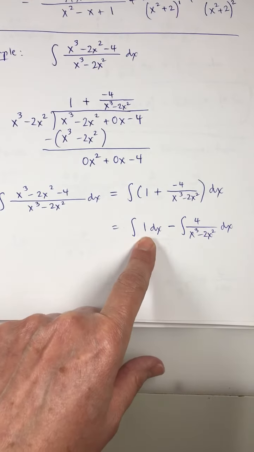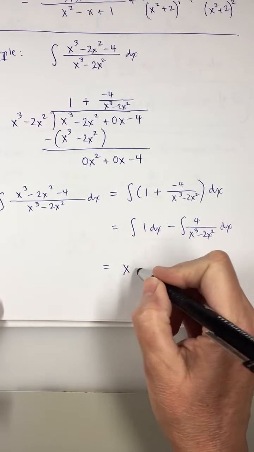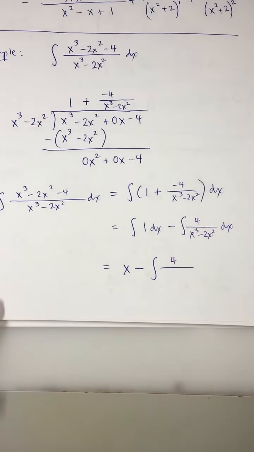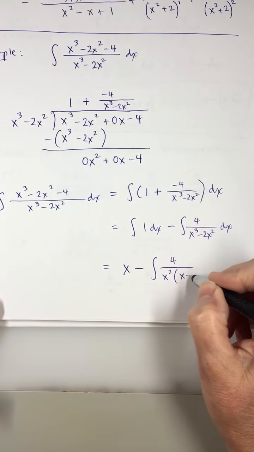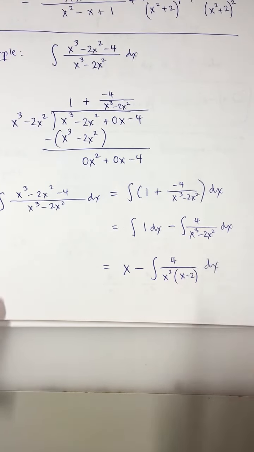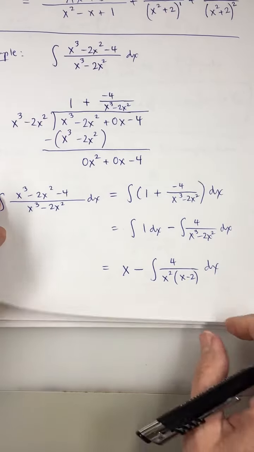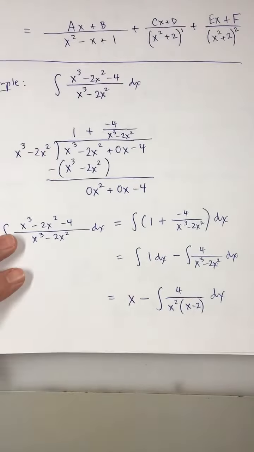So, what's that first integral? Let's get that out the way. That's x minus the integral. I got to factor the denominator. I got to factor out an x squared. X squared times x minus 2. And then I have to do partial fraction decomposition for this. So I'm going to go to a new page for it to set that part of this problem up.